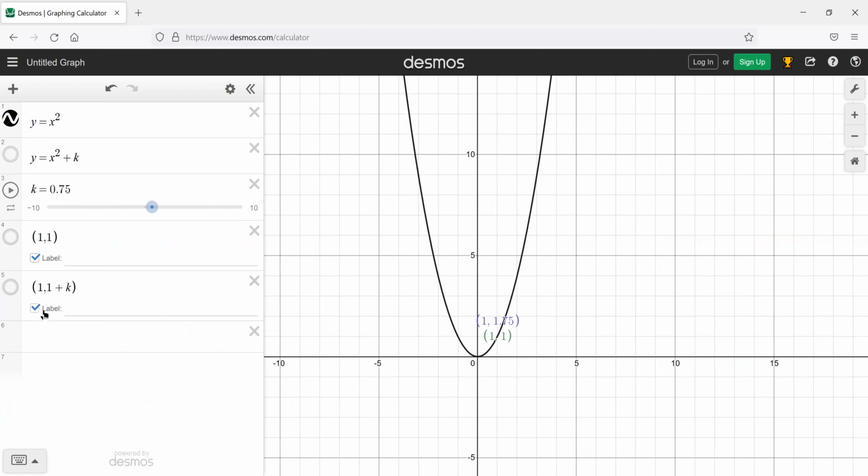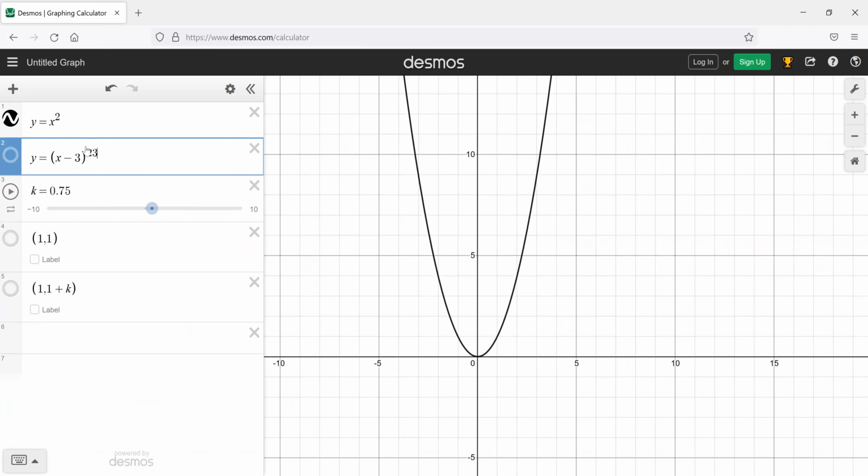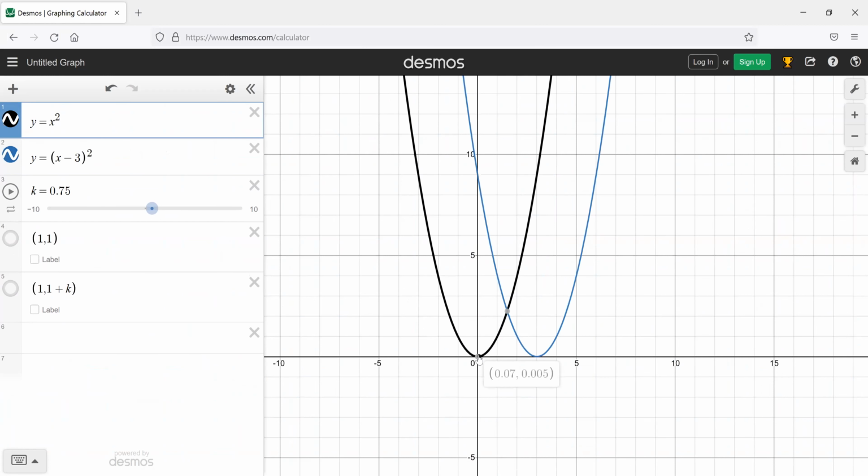So we're going to come back to some labels and some stuff like this. But for right now, we're going to graph the following. We're going to graph (x minus 3) squared, and you're going to notice that it moved to the right 3 units. Do you see that? It went right 3 units.